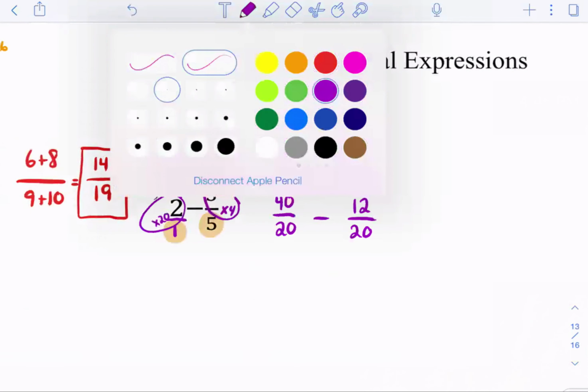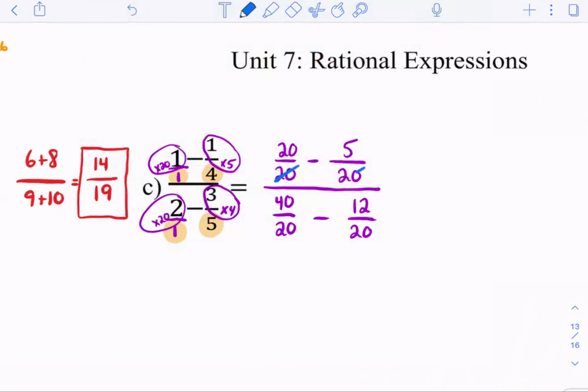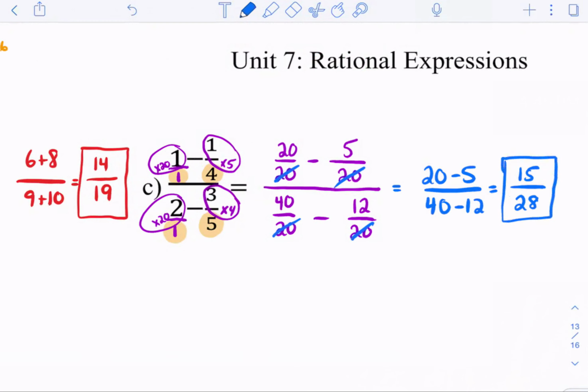So now that all the denominators are the same, we can cancel them out. We get 20 minus 5 over 40 minus 12. 20 minus 5 is 15, and 40 minus 12 is 28. And then you could check if 15 over 28 can be reduced, but in this case it cannot. So that is our final answer.